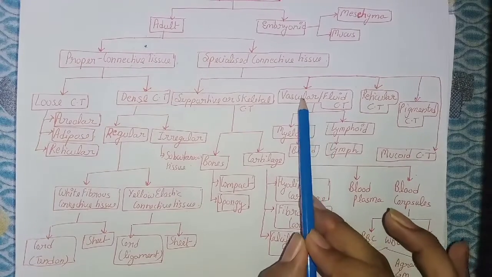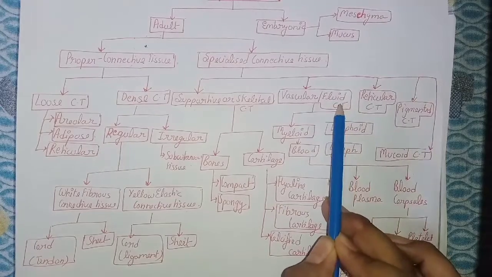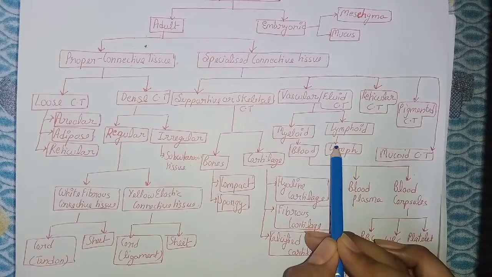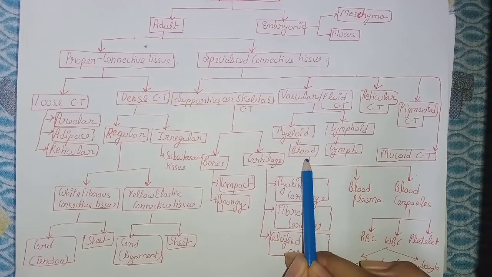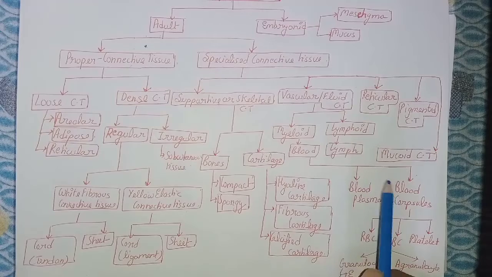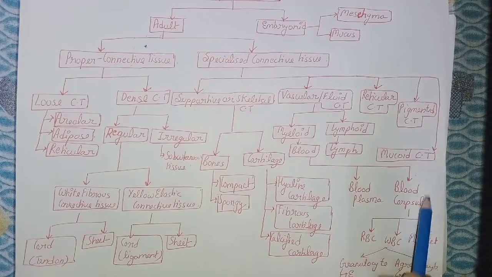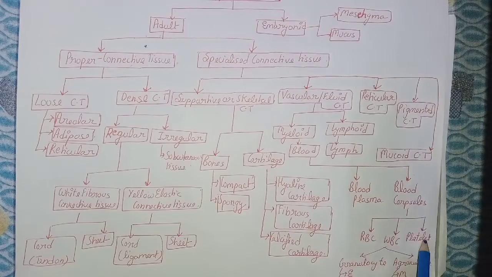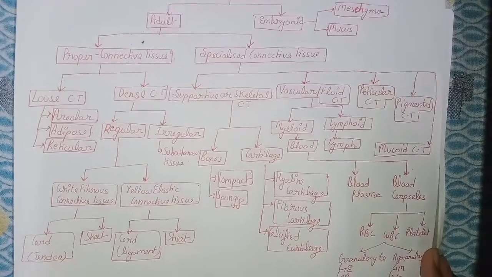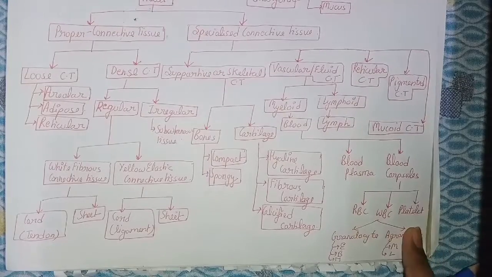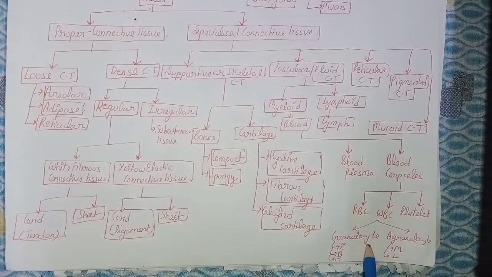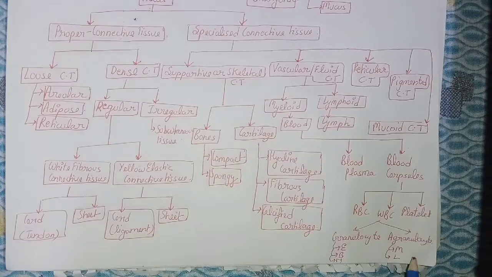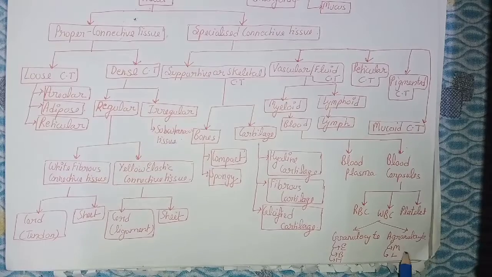Now coming to vascular or fluid connective tissue, it is of two types. One is blood and another is lymph. Blood has a further classification: blood plasma and blood corpuscles. Blood corpuscles are divided into RBC, WBC, and platelets. WBC is again divided into granulocytes and agranulocytes. Granulocytes consist of eosinophils, basophils, and neutrophils, and agranulocytes consist of monocytes and lymphocytes.